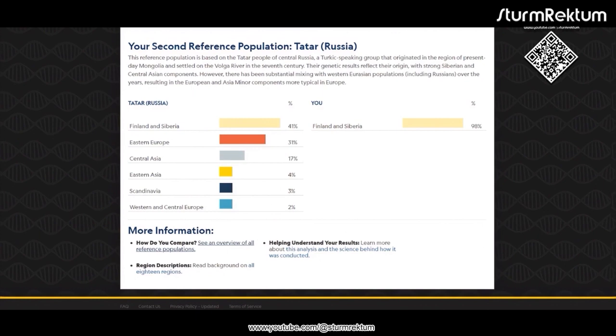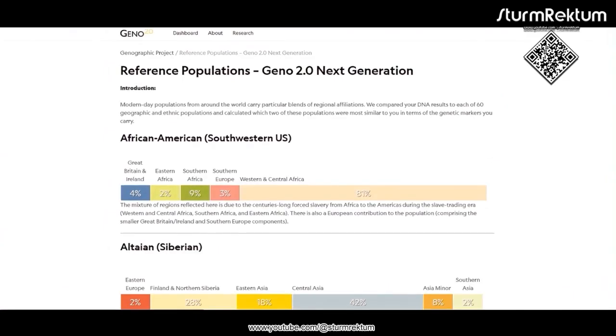Tatar and Russian minorities. Finland is also home to smaller communities of Tatars and Russians, who have historically settled in the country due to various factors. These communities have contributed to the cultural diversity of Finland.